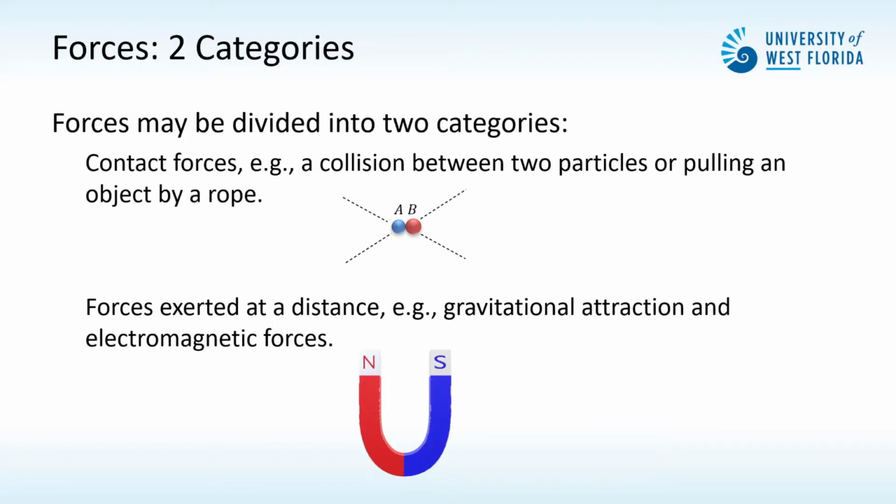Moreover, forces may be divided into two categories: contact forces and forces exerted at a distance. Contact forces include collisions between two particles and pulling an object by a rope. Forces exerted at a distance include gravitational attraction and electromagnetic forces. There are a few specific forces that we'll work with a lot in this course, so we'll cover those in greater depth now.